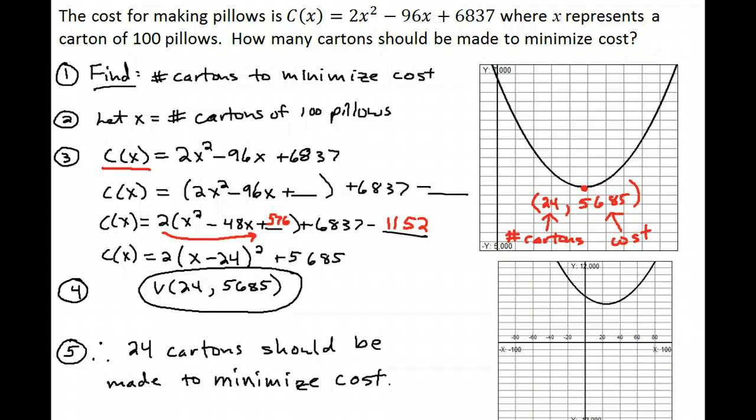Now, just as a closing comment, for your step 4, you can circle the vertex, you can circle your equation that shows the vertex, or you can write x equals 24 for the min, and C of x equals 5685. I'm not real picky about what you circle there. If you have your equation, that shows me that you can answer the question in step 5. Okay, there you have it.